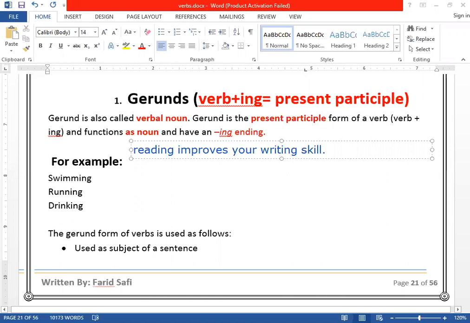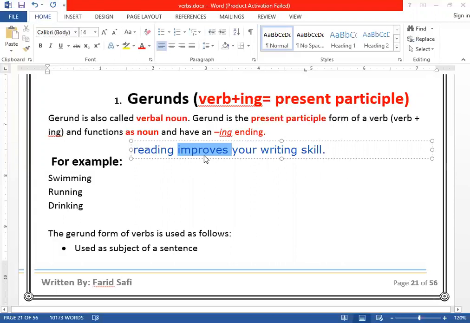What I have written here? Reading improves your writing skill. But which is the subject? Reading. Reading is what? Gerund. Here reading is a verb, improves is also a verb. And in the sentence, which one is the finite verb? Improves is the finite verb. Reading is what verb? Non-finite verb. And what type of non-finite verb? Gerund type. Excellent. Reading improves.